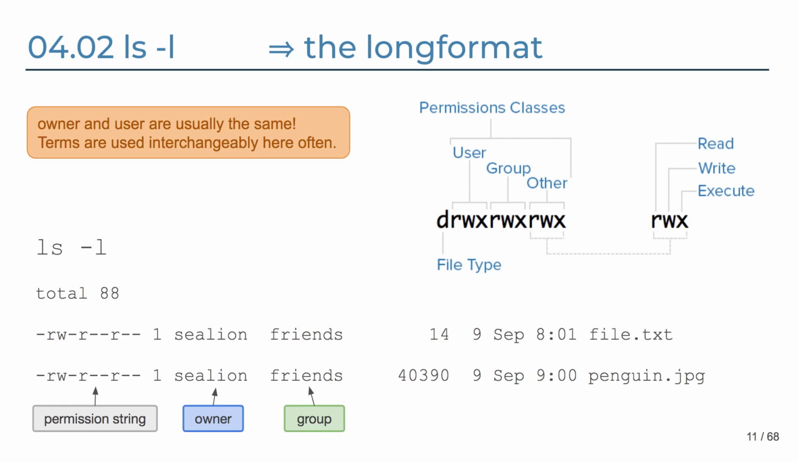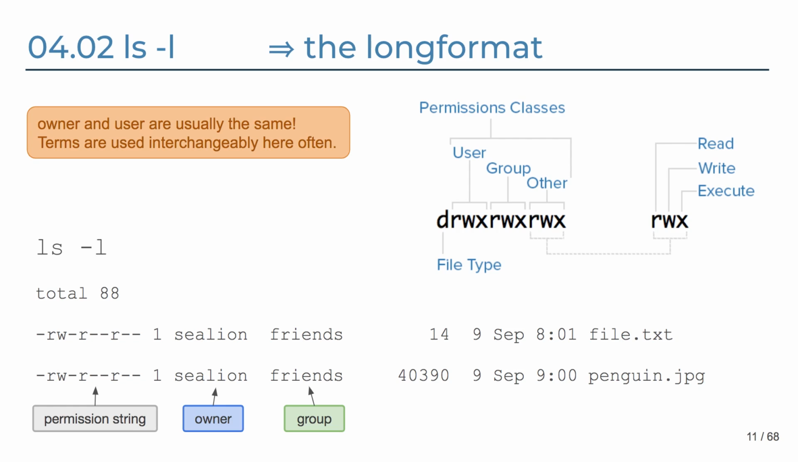So the first dash is the file type, which can be D for directory, for example, or it's just a dash if it's a regular file. Then we have the permission bits for the user, the group, and the rest. Each of these three permission bits is again dissected into read, write, and execute, and the order matters. If the permission is set, then you see the letter. If it's not set, then it's just a dash.